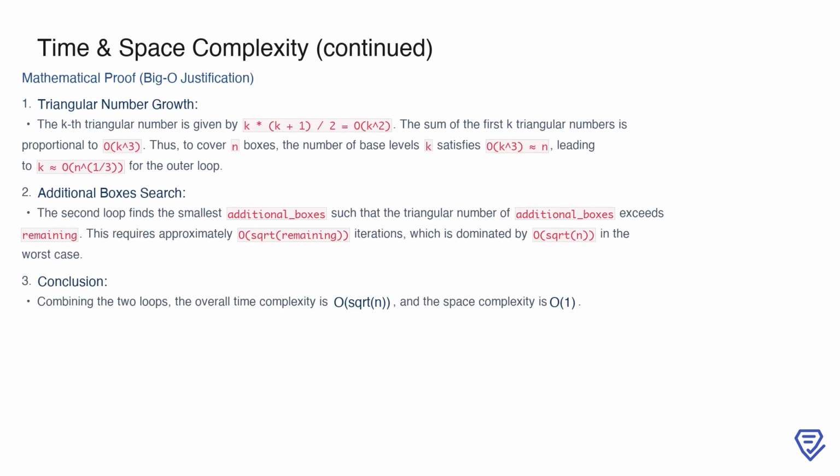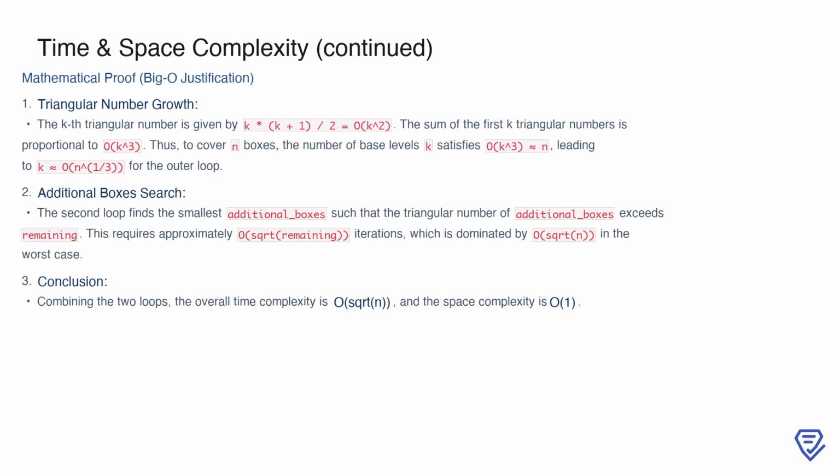Finally, let's justify the time complexity mathematically. The kth triangular number is given by the formula k * (k + 1) / 2, which grows as O(k^2). The sum of the first k triangular numbers is proportional to O(k^3). To cover n boxes, the number of base levels k must satisfy O(k^3) ≈ n, which implies that k ≈ O(n^(1/3)).